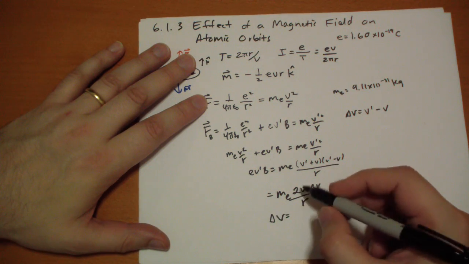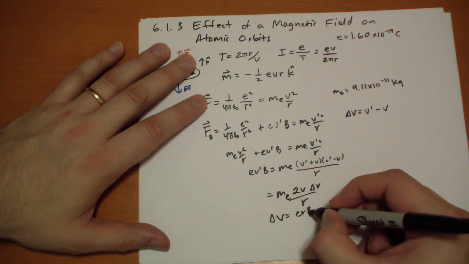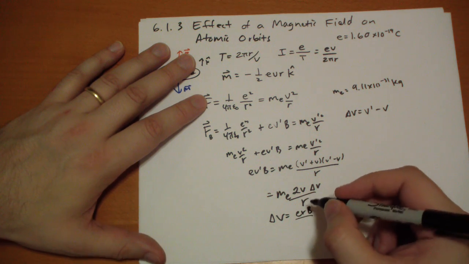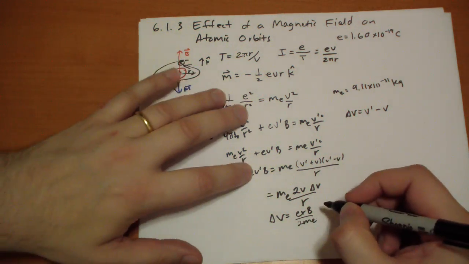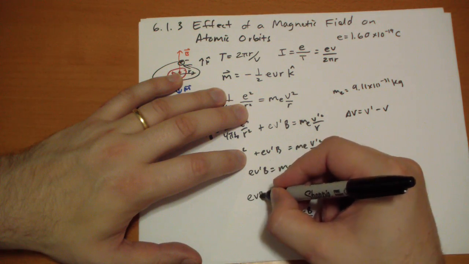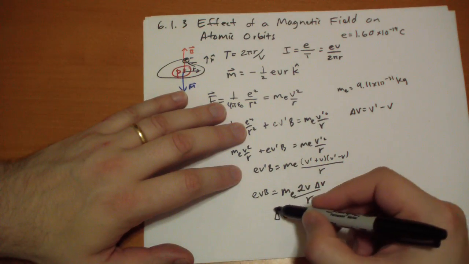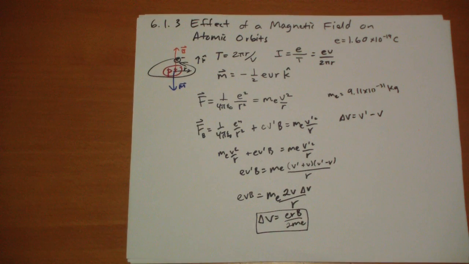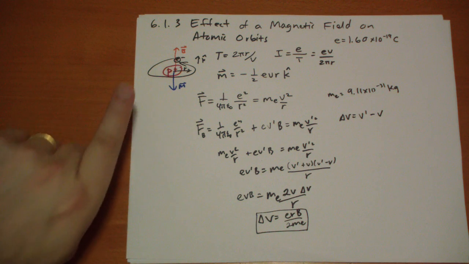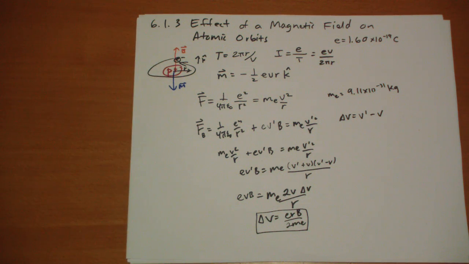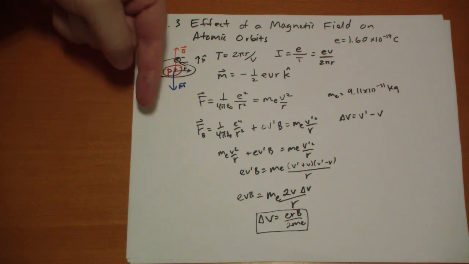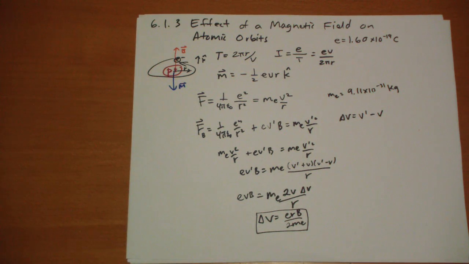Delta V is going to be E R B all over 2 M_e. Oh, we're going to say E V B because the V doesn't change that much. So the 2 goes on the bottom, the V's cancel. Yeah, that's what we get there. Okay, so what's happening to the velocity of the electron when we subject it to an anti-parallel magnetic field? Well, it increases by that amount. What would happen if we subjected it to a parallel magnetic field with that magnetic moment? Well, in that case, it would decrease the velocity.